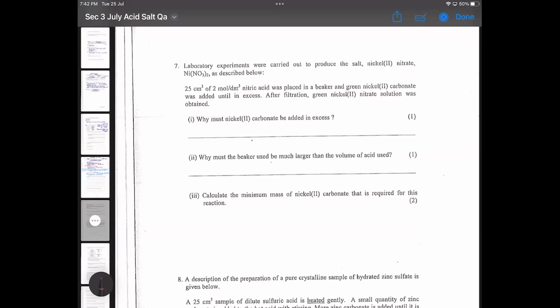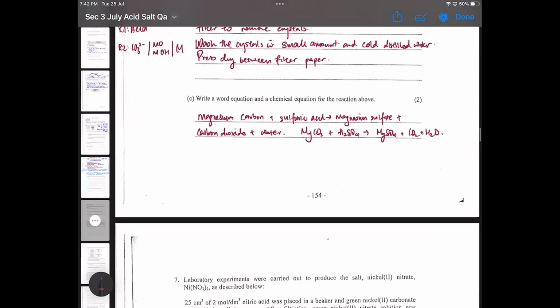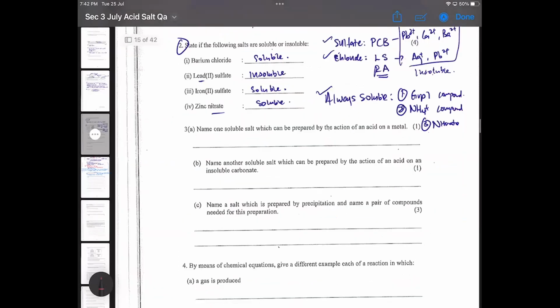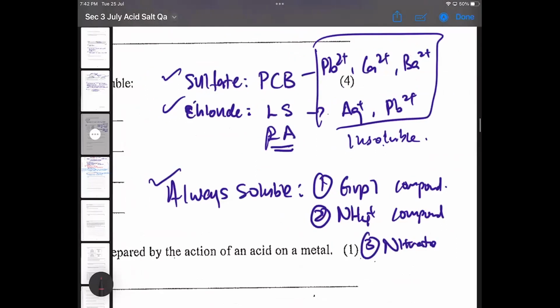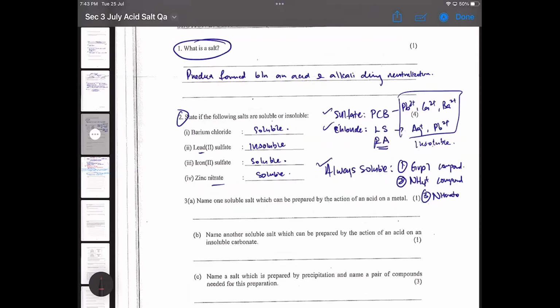When we're doing salt, always ask yourself if this salt is soluble or not soluble. So again, as you recall from the previous lesson, these are the critical solubility information that we need to remember. Sulfate, we have the 3 exceptions. Chloride, we have the 2 exceptions. And always soluble are group 1, ammonium, and nitrates.